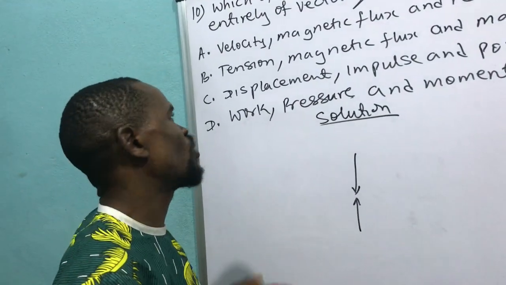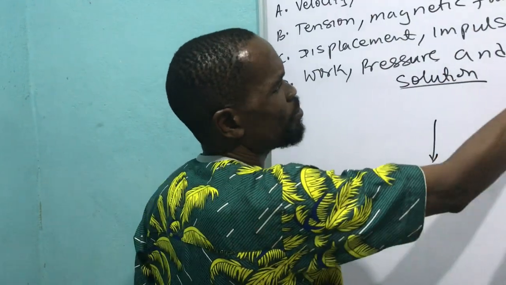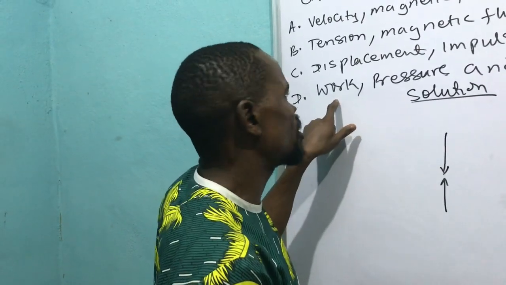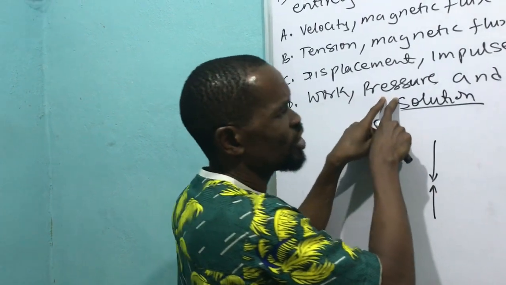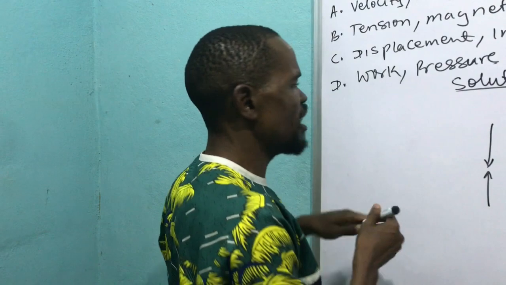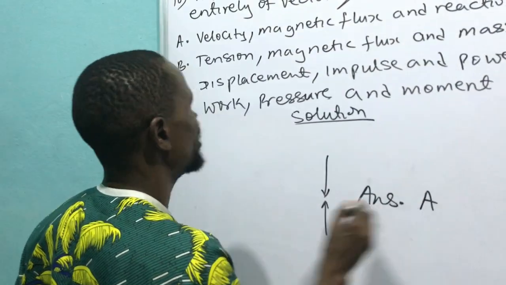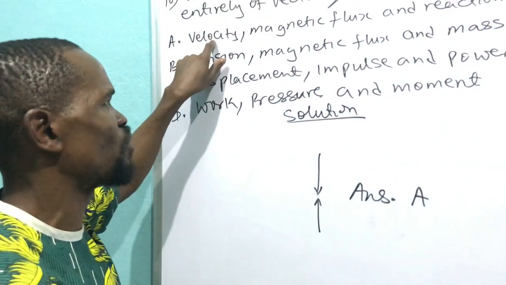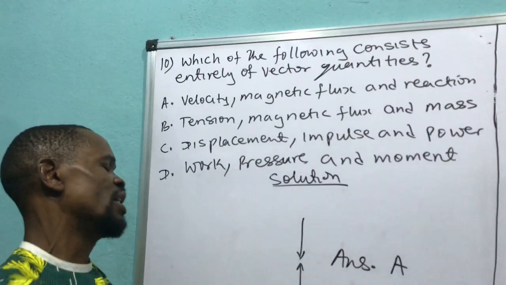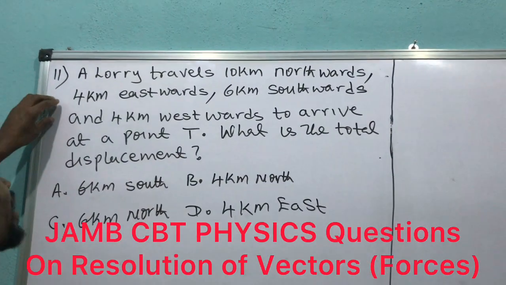Then coming to B, tension and mass are not vector quantities. Coming to C, displacement is a vector quantity. Impulse and power are not vector quantities. Work done is not a vector quantity. In D, pressure is not a vector quantity. Moment is not a vector quantity. So our answer becomes option A, which comprises velocity, vector quantity; magnetic flux, vector quantity; reaction, vector quantity. The answer becomes option A. Yeah. There is a question number 11.